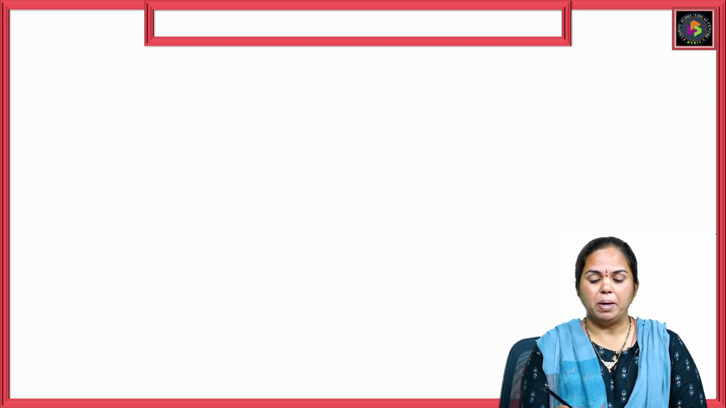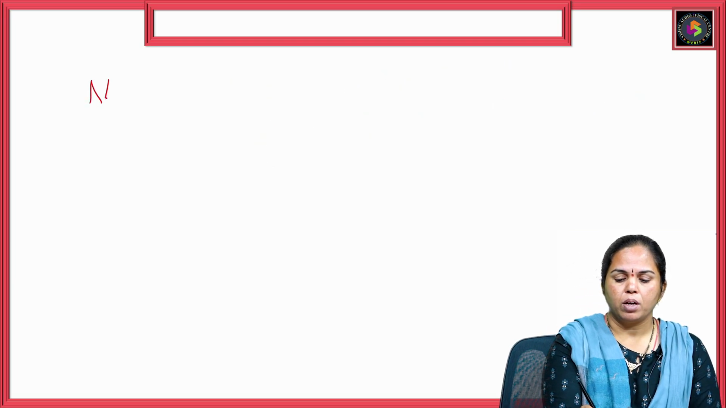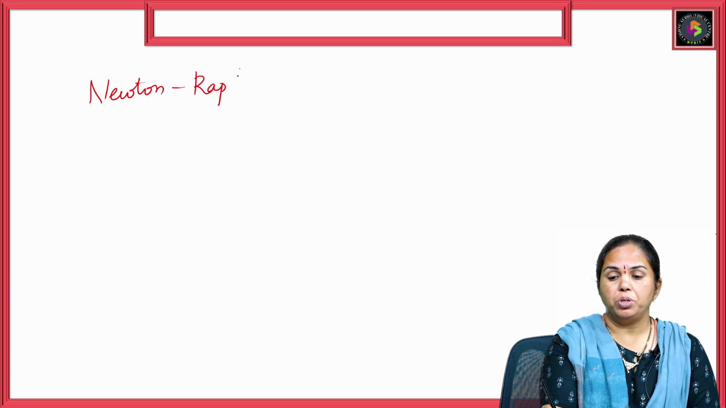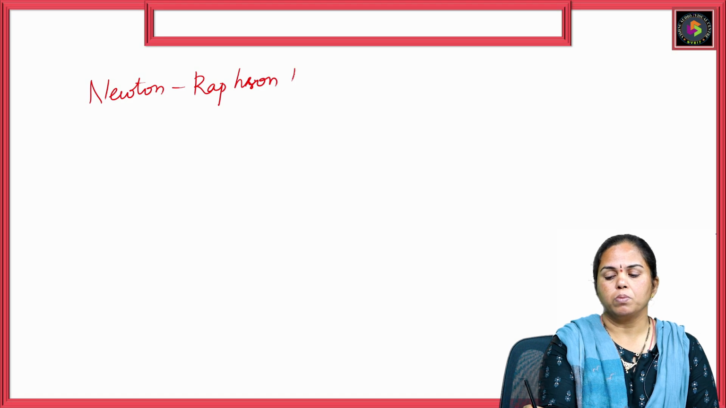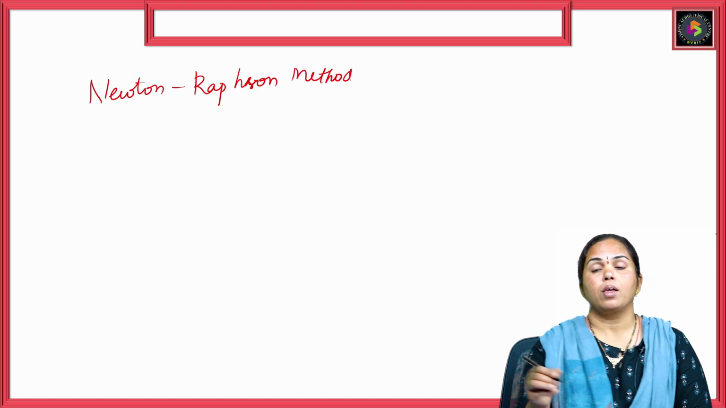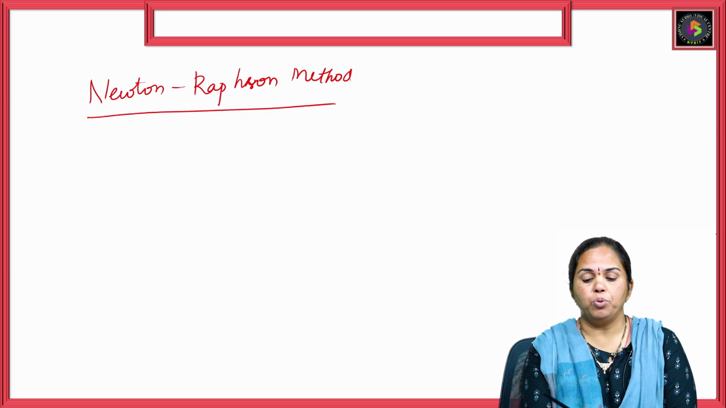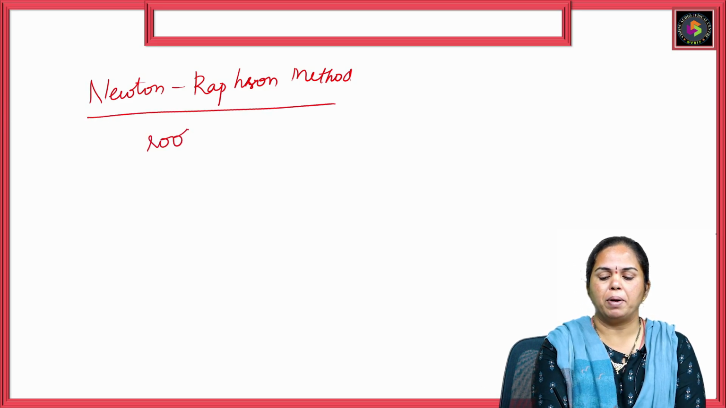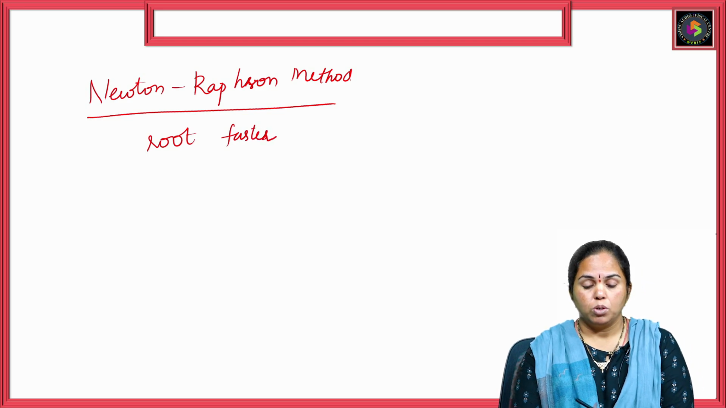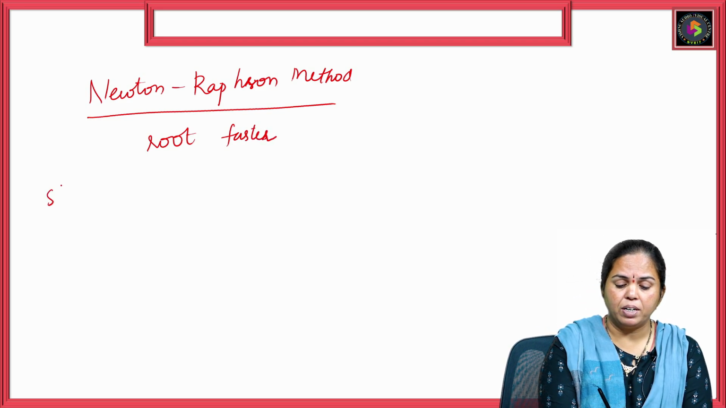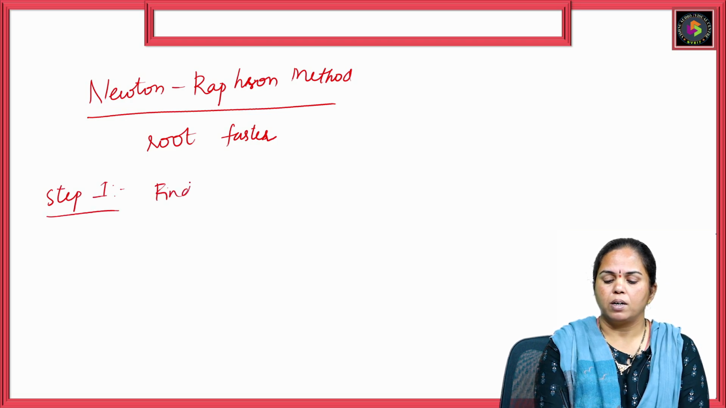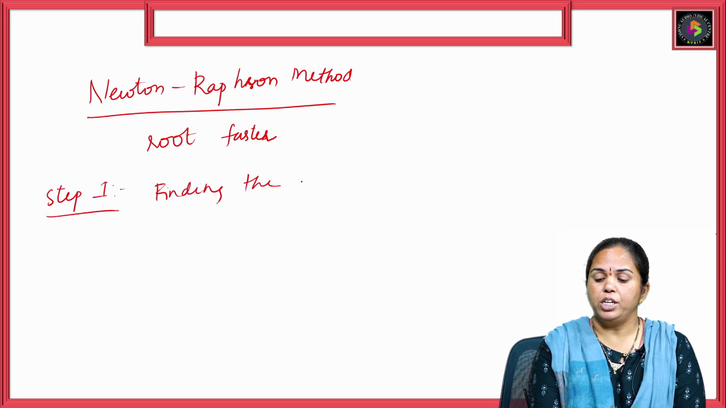The next method that we are going to discuss is the Newton-Raphson method. Compared to the bisection method, in the Newton-Raphson method the convergence of the root will be faster. So here in this case, step 1 will be common, that is finding the initial roots.